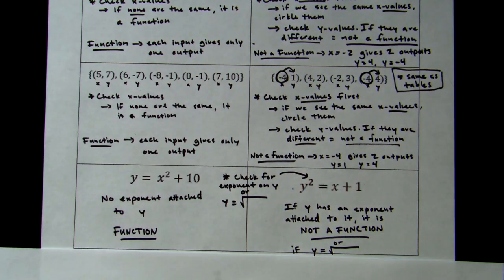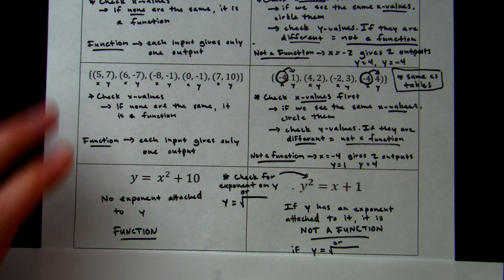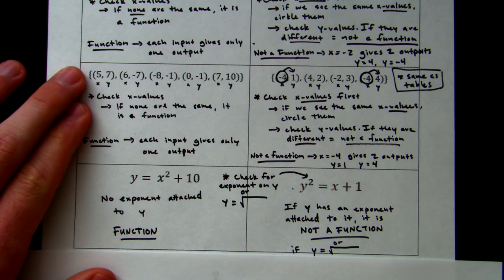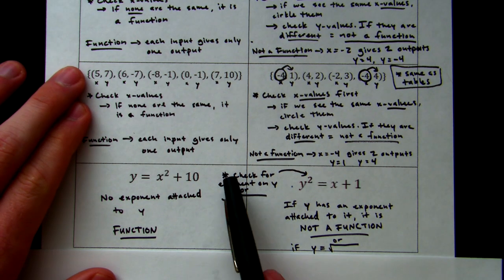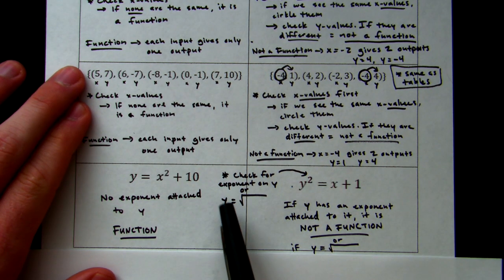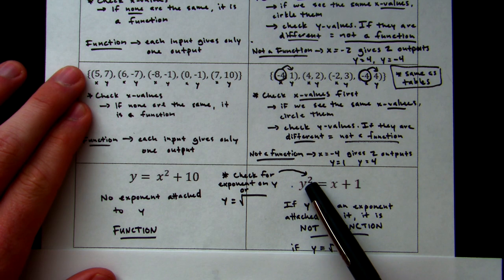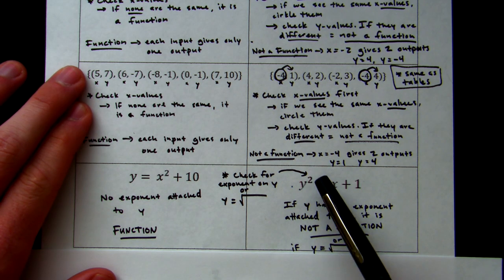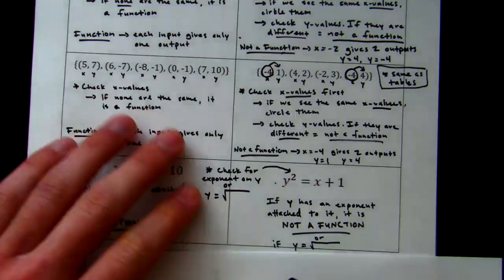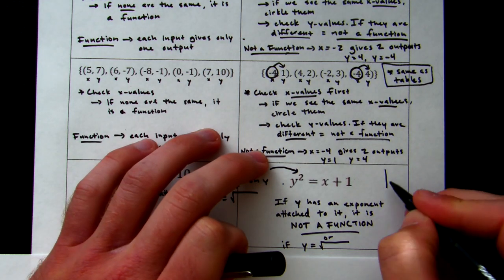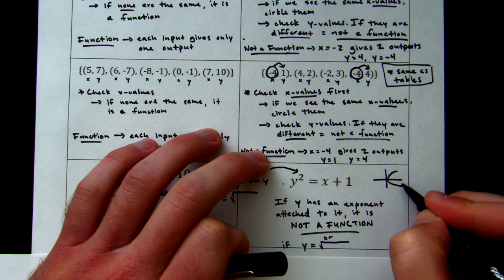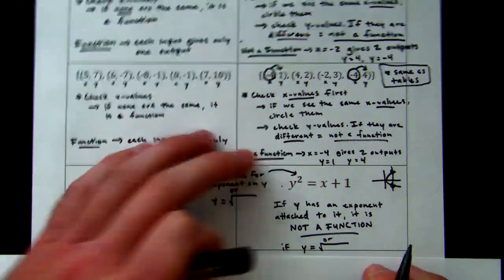Now, with our equations, the long way is to make a table of values, but here is the shortcut. And don't tell anybody I told you. If there is an exponent attached to the y, or y equals a square root, it is not a function. So this y has an exponent attached. It is not a function, because if we solve for y, we're going to get square root x plus 1, and the graph would actually look something like this, and that does not pass the vertical line test.